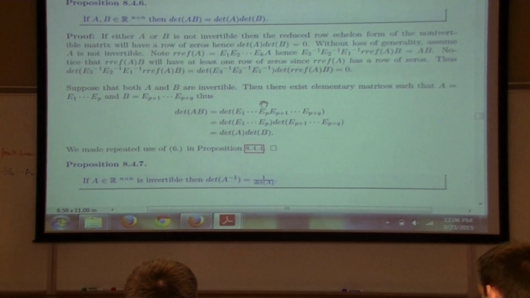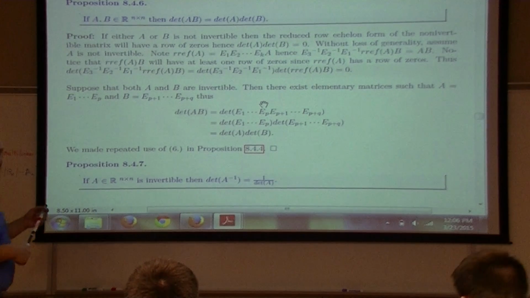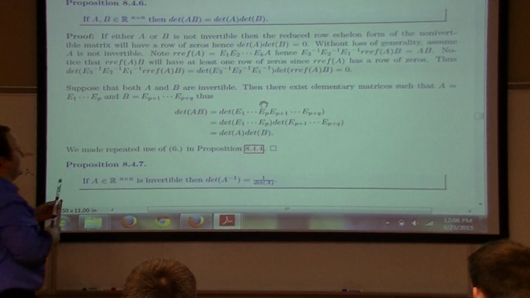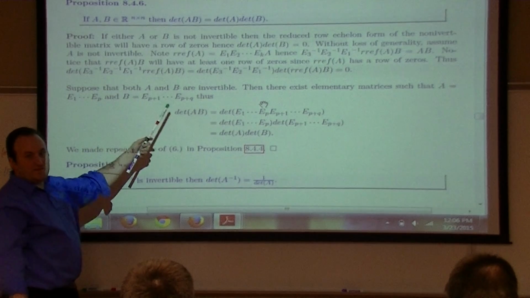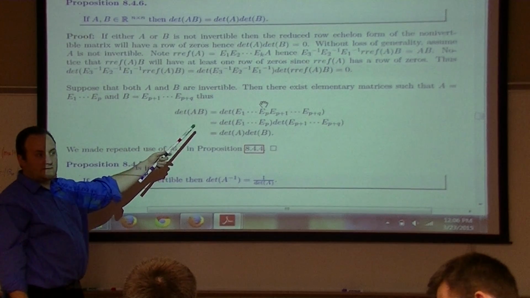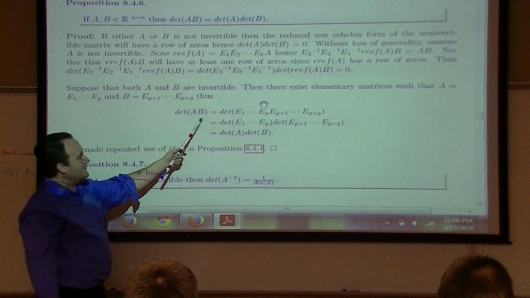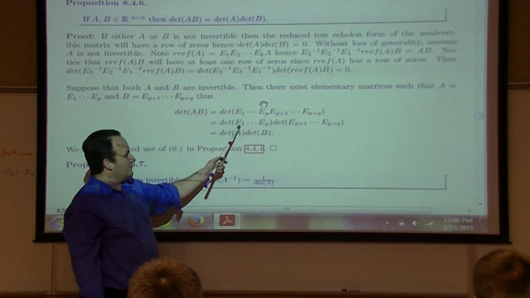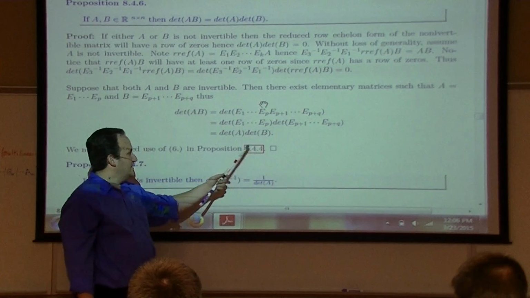But the other case, the non-zero case. 0 equals 0. Hard to argue with, right? On the other hand, if both A and B are invertible, that means that you can write each as a product of elementary matrices. So AB is just this product of elementary matrices. And then you just apply the previous proposition about products of elementary matrices to determinants. And there you go.